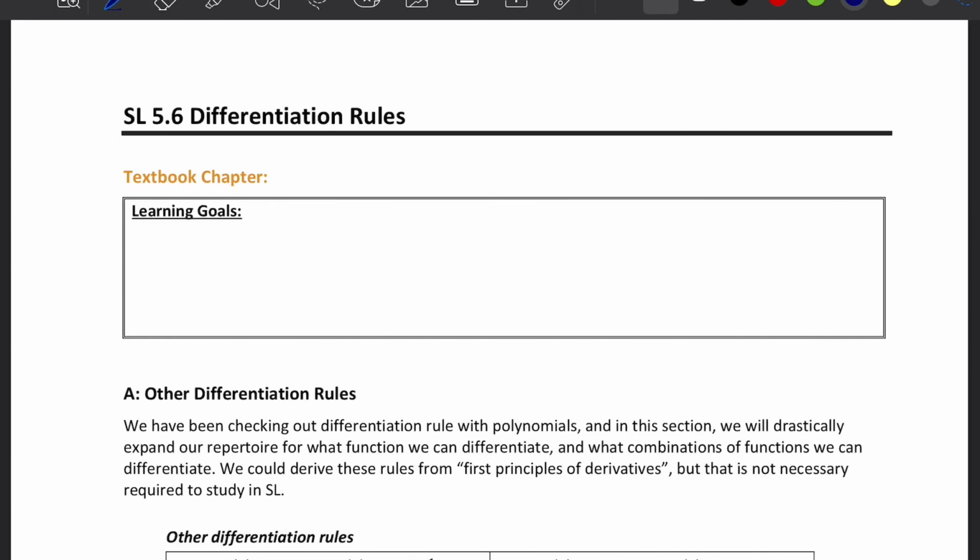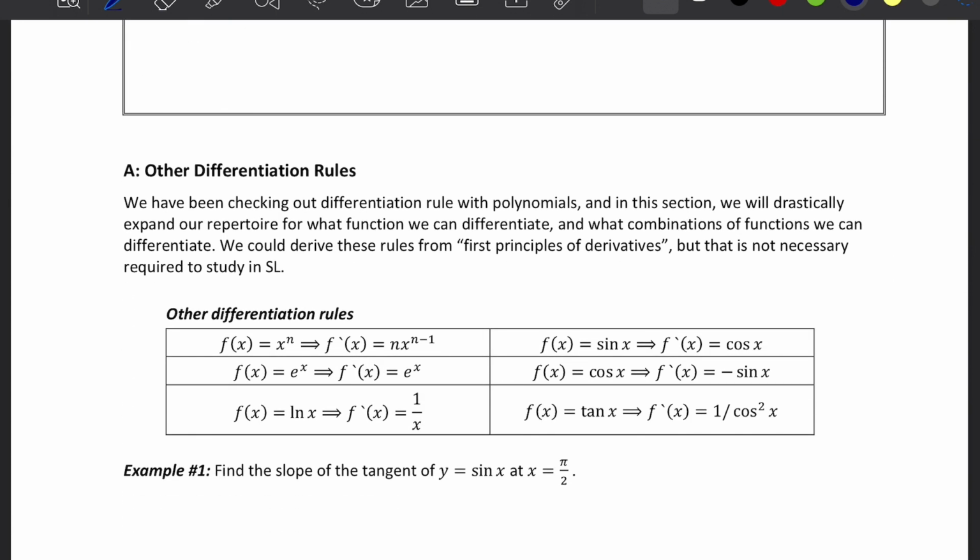Section 5.6, differentiation rules. In this video, we are going to go over these core principles in calculus. So far we talked about the power rule, which we discussed in topic 5.3, the rules of the polynomials. Today we are going to go over the ones that involve Euler's number e, natural log, and sine, cosine, and tangent.